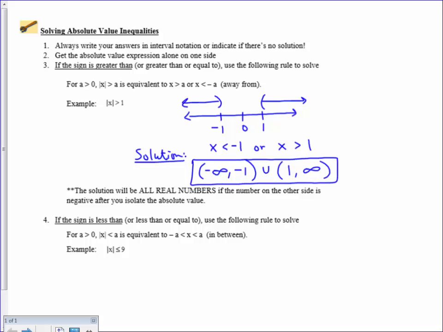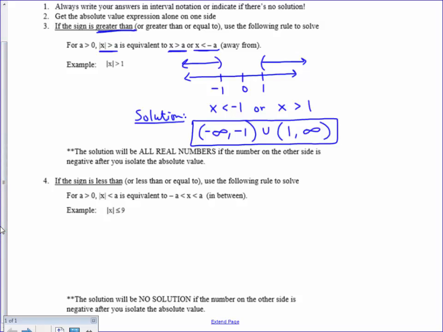So we have a special rule when we're dealing with greater than, and it says if we have absolute value of x greater than a number, when that number is positive, then this particular expression is equivalent to x greater than the positive number or x less than the negative number. And the way I remember this is basically saying that you're looking for numbers and you're going away from these two values, the positive and the negative.